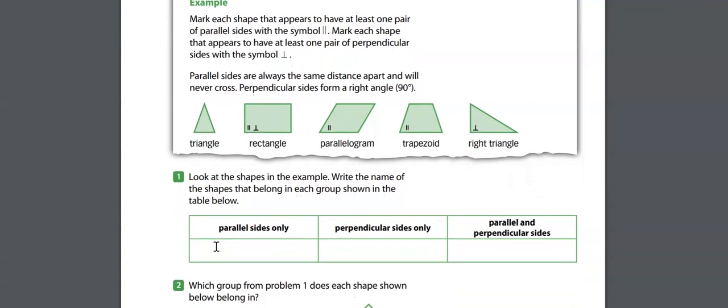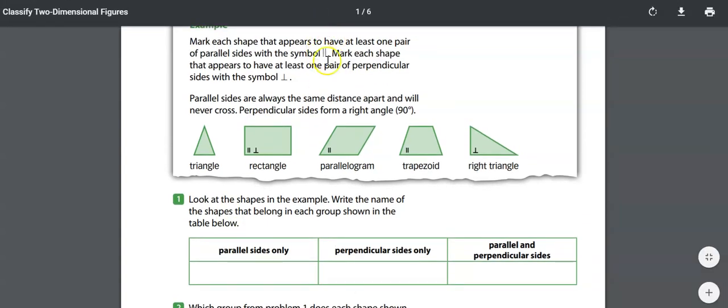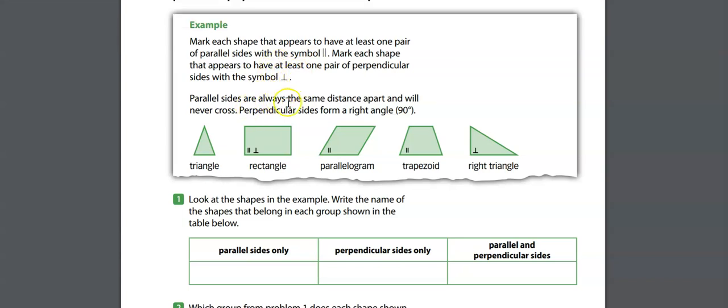So we're going to mark each shape that appears to have at least one pair of parallel sides with a symbol such as this one right here. And we're going to mark each shape that appears to have at least one pair of perpendicular sides with a symbol such as this. Parallel sides are always the same distance apart and will never cross. And perpendicular sides form a right angle, which is 90 degrees.